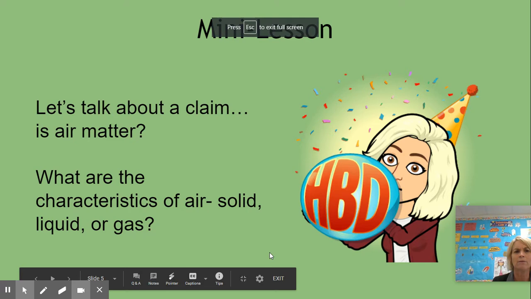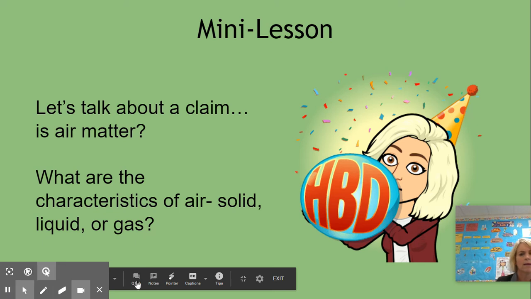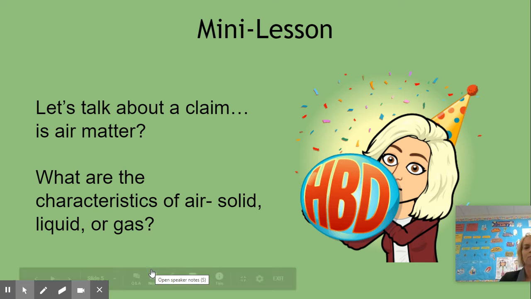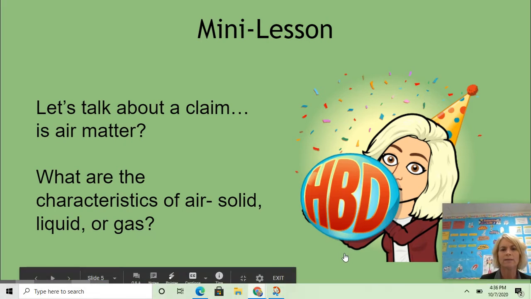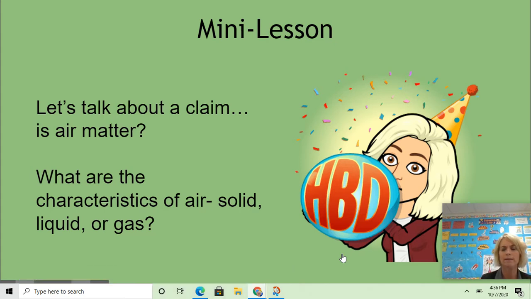Now let's talk about claim, evidence, and reasoning. So this year we've already worked with a balloon before, but today when we work with our balloon, we're going to be thinking about this. So a claim, let's just review what a claim is. In our video, we learned that a claim answers a question. A claim answers a question in one complete sentence. There's our definition of a claim.